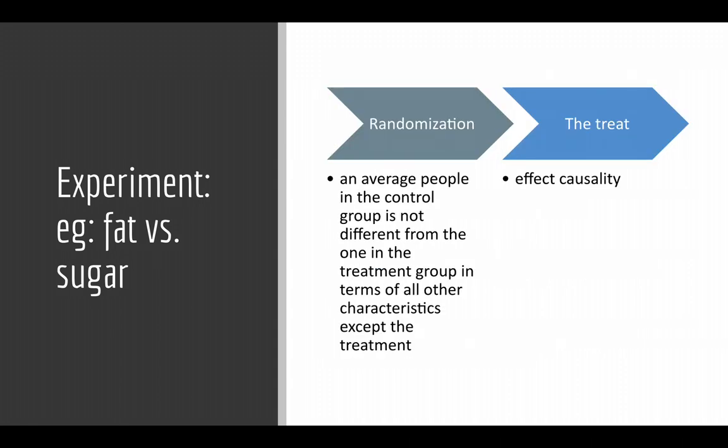So the key to the experiment is called randomization, right? Randomization means you are going to divide your participants into two groups. So we are talking about a very basic between-subject design, all right? One treatment group, one control group.